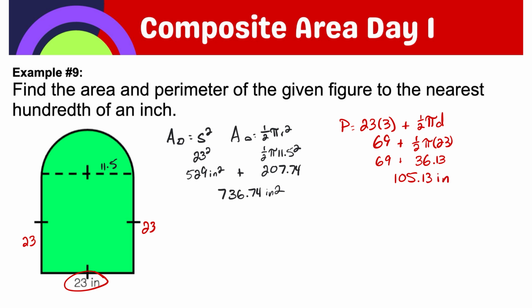All right, I know some of the problems in this video were challenging, but the main idea is to know that you're going to find the area of each piece of the figure, add it together to find your composite area. For perimeter, you add up all of the sides.